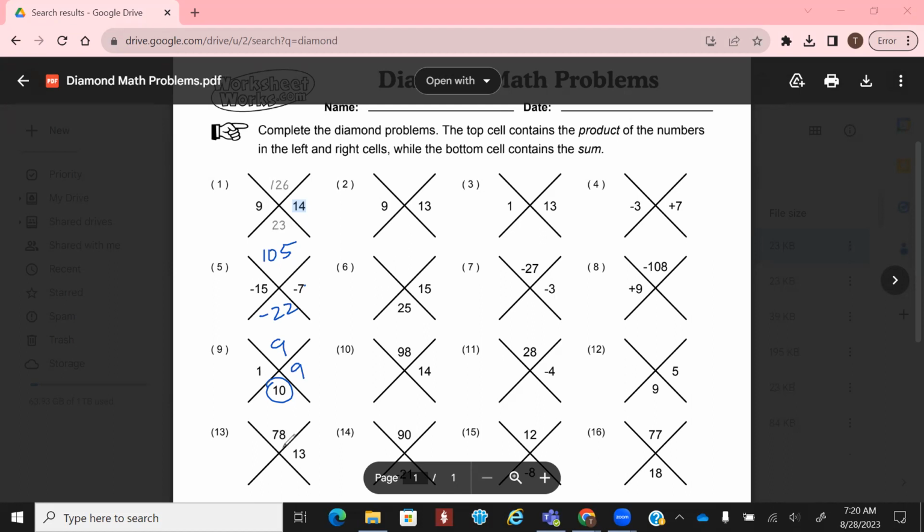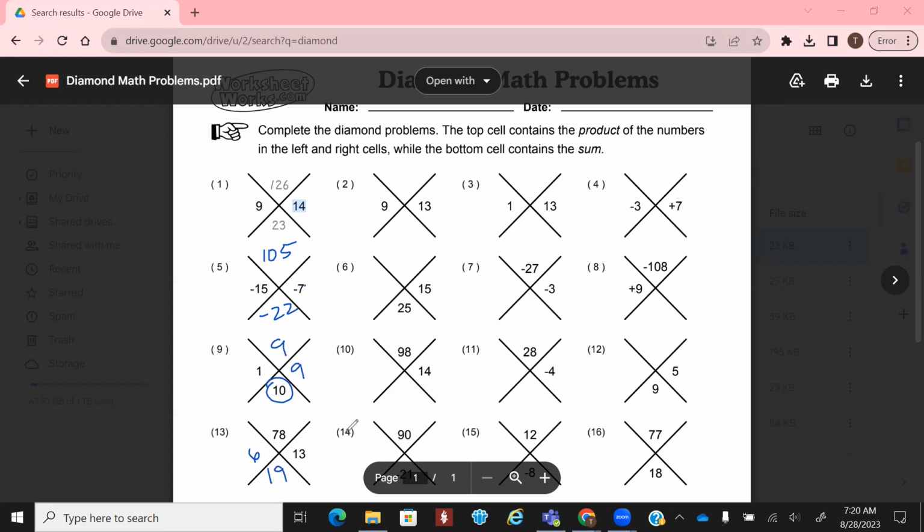Okay. On the next one, they don't give me the two numbers that multiply to give me 78, but they give me 78 as the product. So what times 13 would give me 78? How'd you get that? 78 divided by 13, that gave you 6. Now, if I add 6 plus 13, what does that give me? 19.